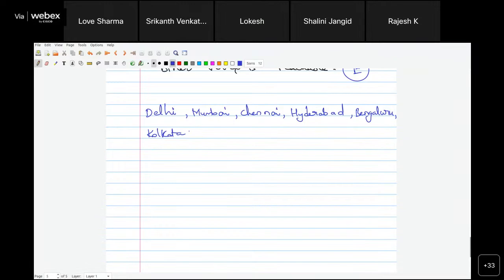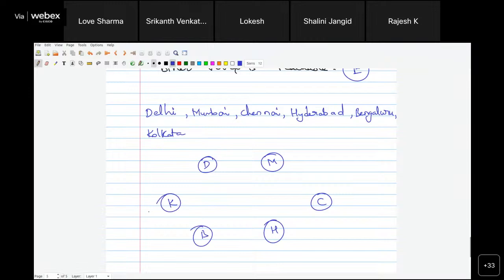Okay, there are six cities we have picked, and each city has an airport. Now let us define that there are some cities which have a direct flight, and some cities which don't have a direct flight. A graph representing this particular data is shown. So we will draw a graph now. Let me denote Delhi with D, and then M, C, H, B, and K.